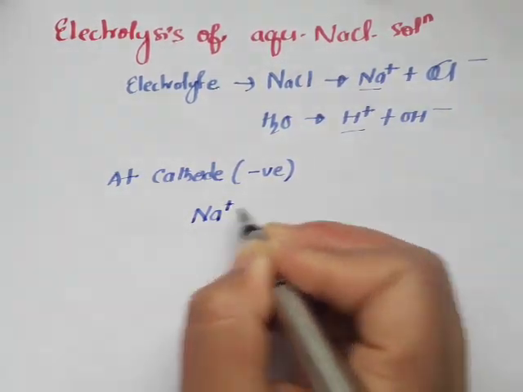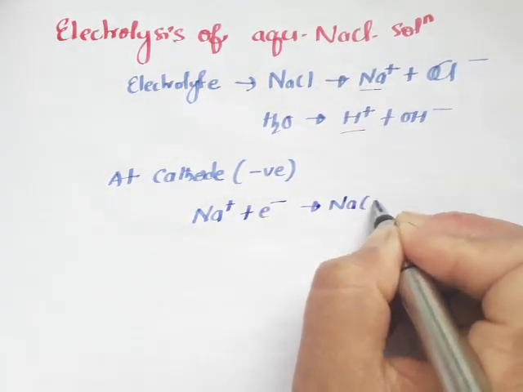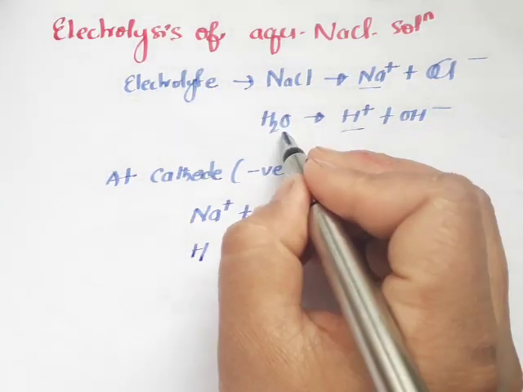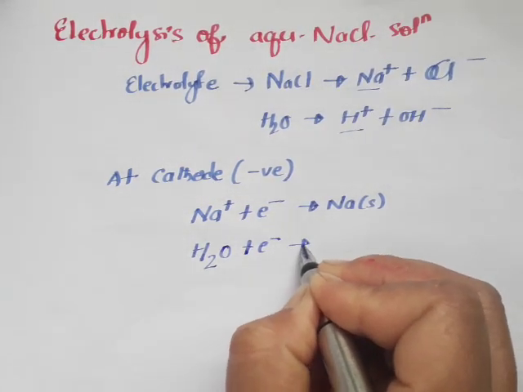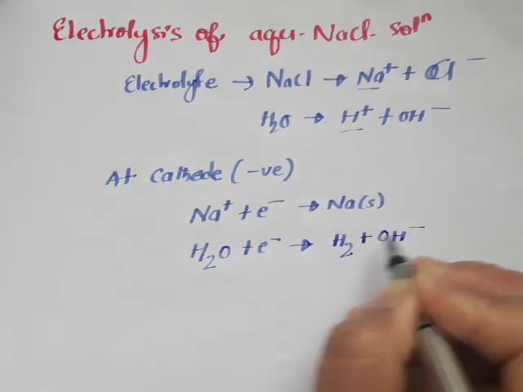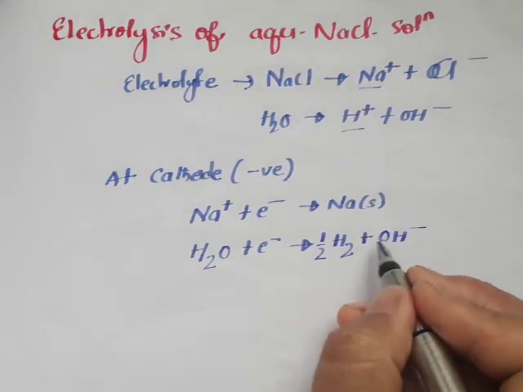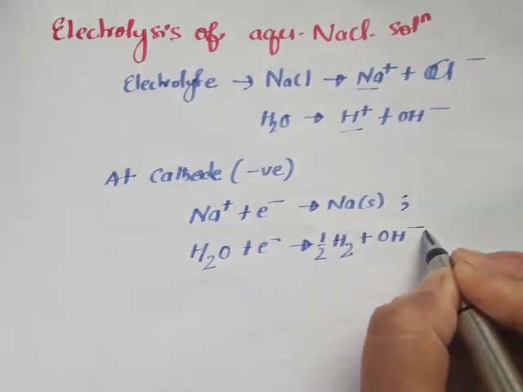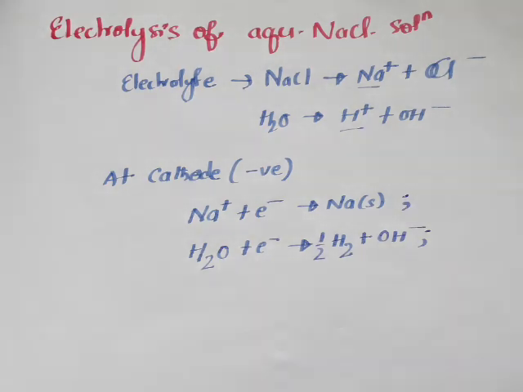So there is a chance of having reduction of sodium ion to sodium metal after gaining one electron, and reduction of your hydrogen ion. Now since it is coming from water, water will get reduced to hydrogen and hydroxide ion. Now balancing it, we will get one negative charge on both sides, hydrogen 2 and oxygen 1. So this is the reaction. These two reactions might take place at cathode. Let us see which one is preferred.